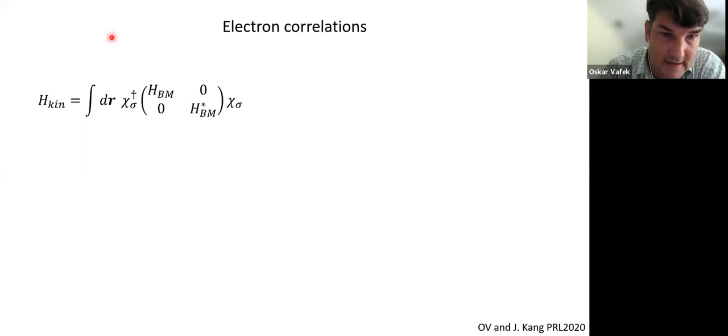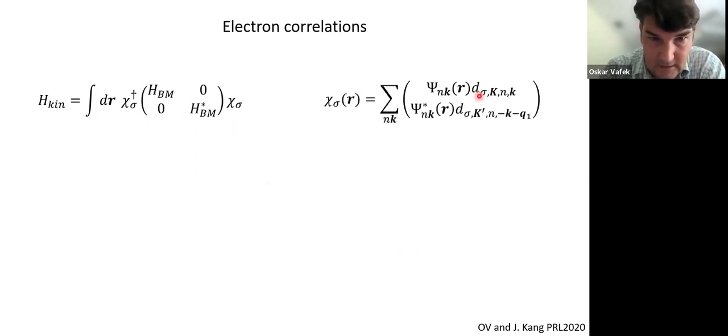Okay, so in our notation, the kinetic energy, the bare kinetic energy with all the bands of the BM model is described here. This field chi contains both the valleys, the spins, and all the bands. And the 2 valleys are related to each other by time reversal symmetry, so K and K prime.